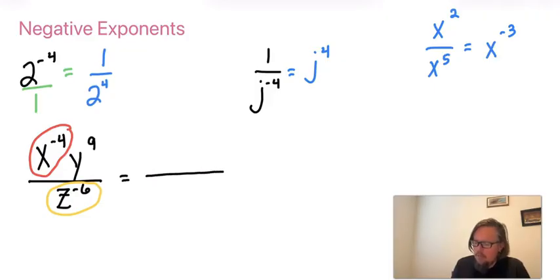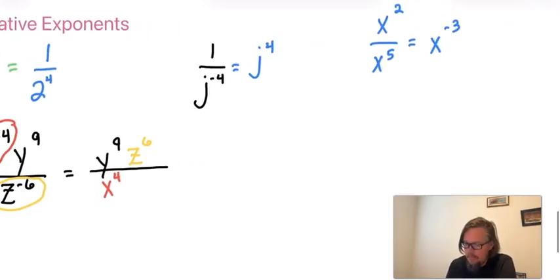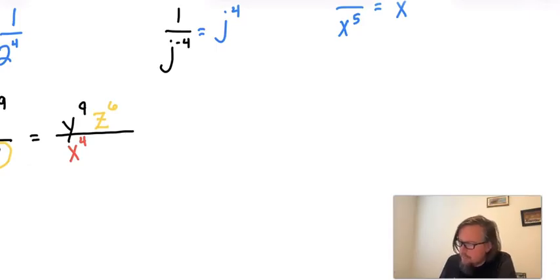So when I rewrite my problem, y to the 9th is going to still be in the numerator. It was positive in the numerator. I want it to be positive in my answer. I'm going to keep it where it is. The x has to move though. The x is going to come down into the denominator where it becomes positive, and the z is going to fly up into the numerator where it becomes positive. And there's my final answer. The negatives change from either the numerator or the denominator into the other part of the fraction, and that's what changes the sign.